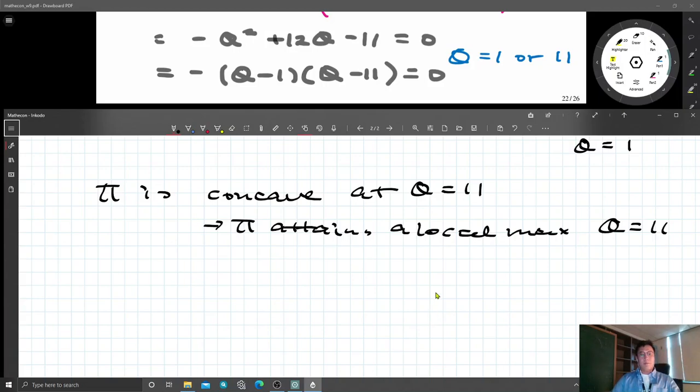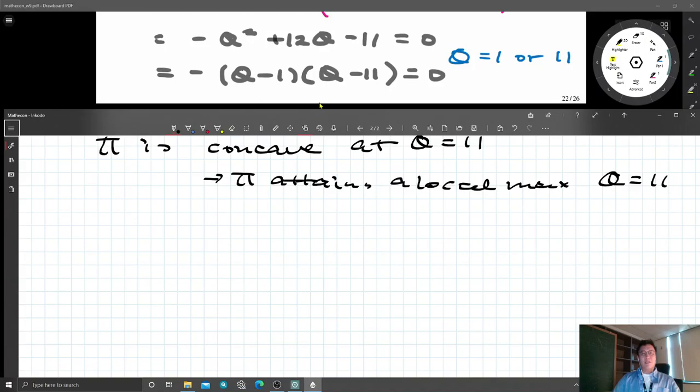But this is just a relative maximum. We are looking for the global maximum. Then how do you demonstrate that 11 is indeed the quantity at which profit is globally maximized? So now we have to examine the sign of the derivative.